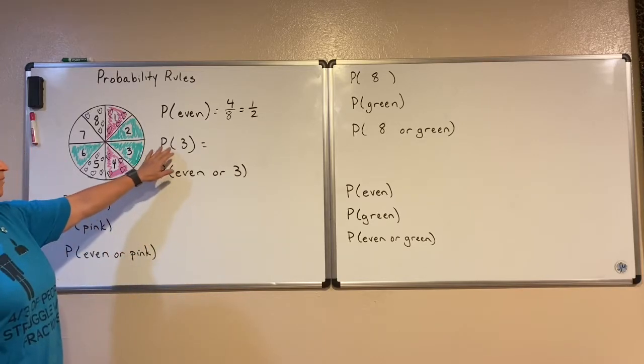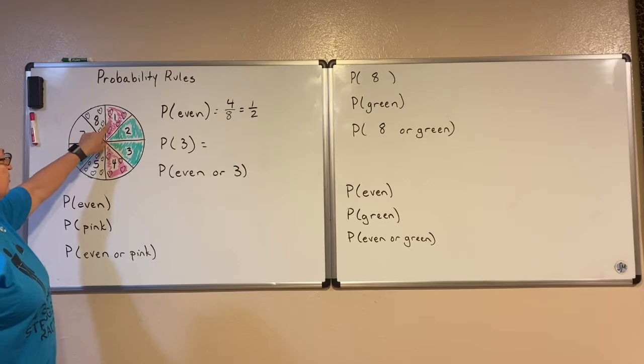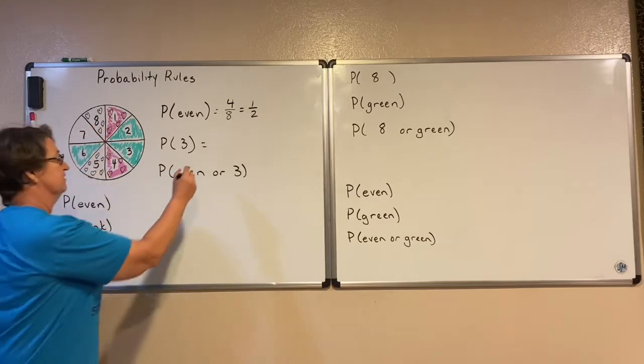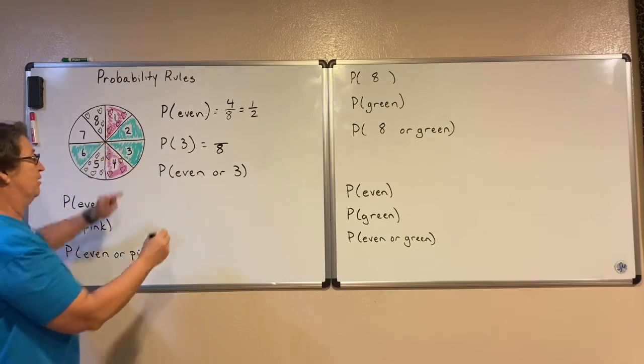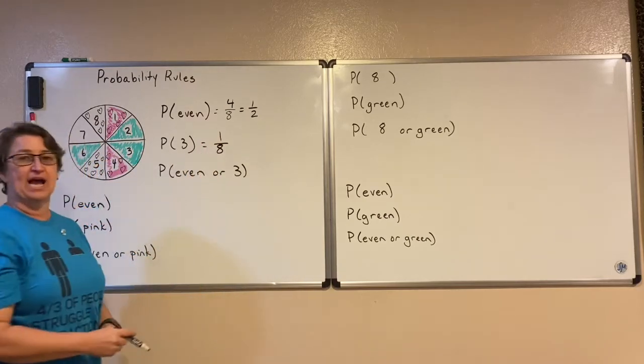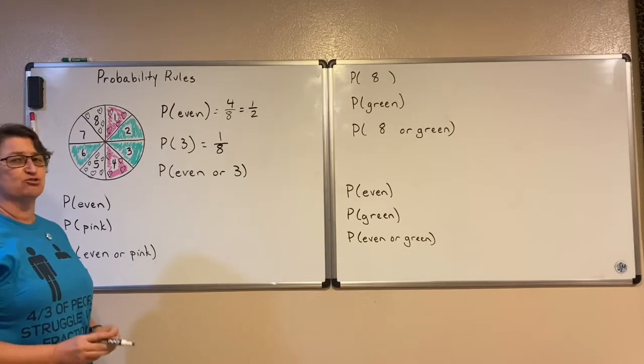Now let's look at the probability of hitting a 3. If we spin that spinner again, we have, again, 8 pieces as my total, and there's one 3 on my spinner. So the probability I get a 3 is 1 out of 8. Now let's put those together.